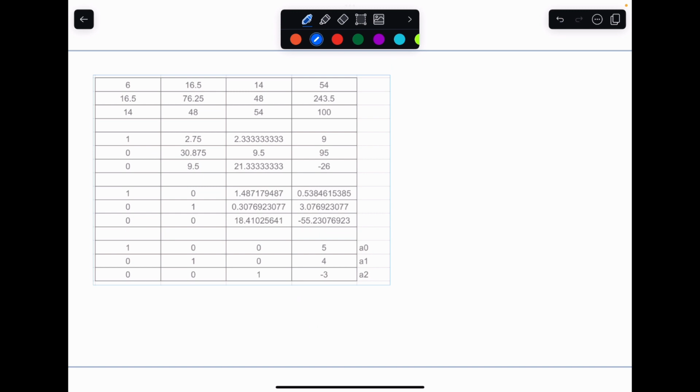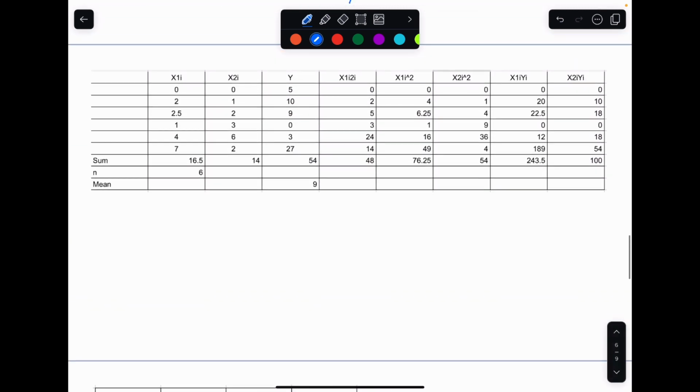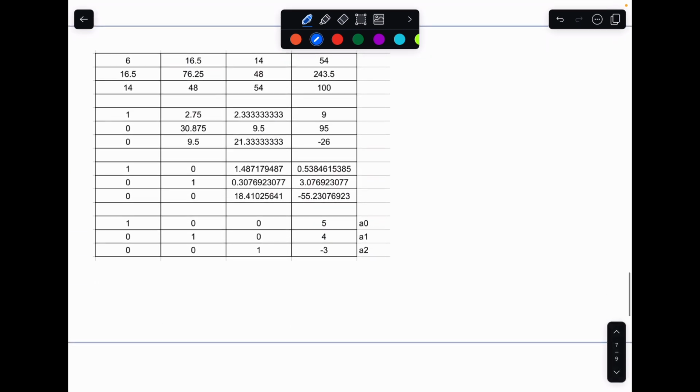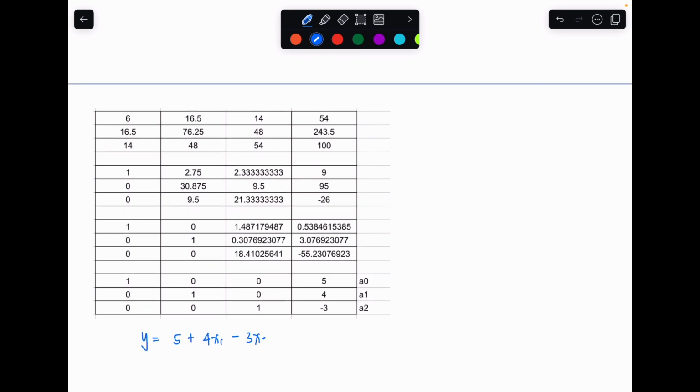Okay, so the first table is to formulate the necessary variable. And then for the second table, that is using Gauss-Jordan elimination. So we were able to formulate that a sub 0 is equal to 5, and then a sub 1 is 4, so that is 4 x sub 1, and then minus 3 x sub 2. So that is our y. Okay, so that is the linear regression. That would represent those multiple variables.